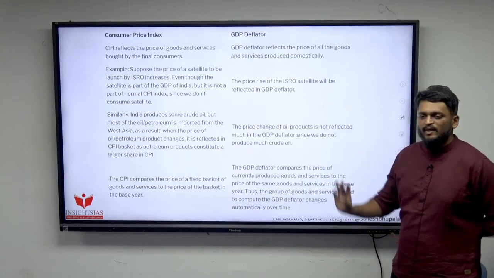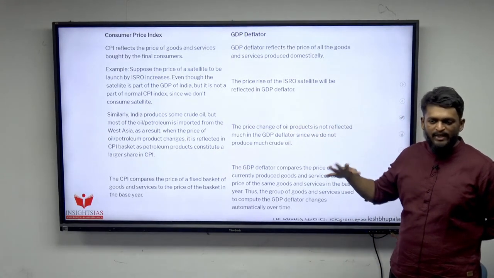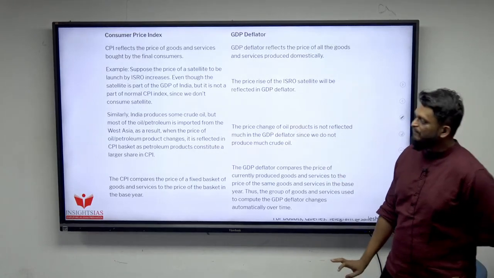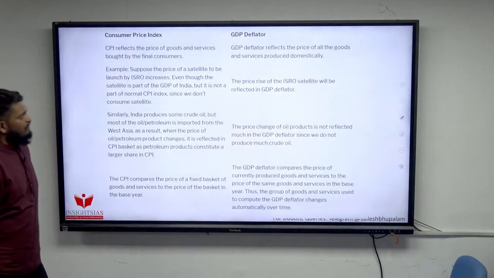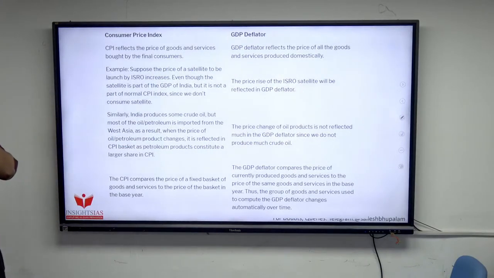We are considering from the perspective of the consumer, whatever the consumer buys, everything is a part of CPI. CPI reflects the price of goods and services bought by the final consumer. Whereas GDP deflator is not considering only those 400 products bought by consumers. It is considering, imagine 10 lakh products are produced in the country, every product's price is considered by GDP deflator. Consumers are not buying all the products.